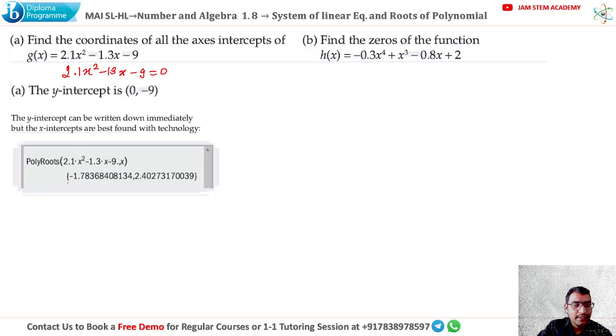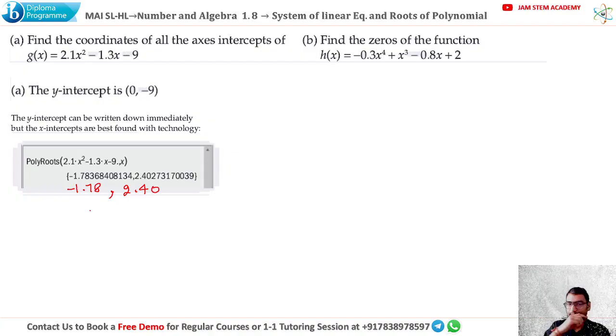Now, we have a quadratic. So, when we enter all these values, we got negative 1.7836 and so on as our first zero, or you can say x-intercept in this case. And the second is 2.4027. And in your exam, you have to write your answer correct up to three significant figures. So you can leave your answer at negative 1.78 and the second value is 2.40. These are the values.